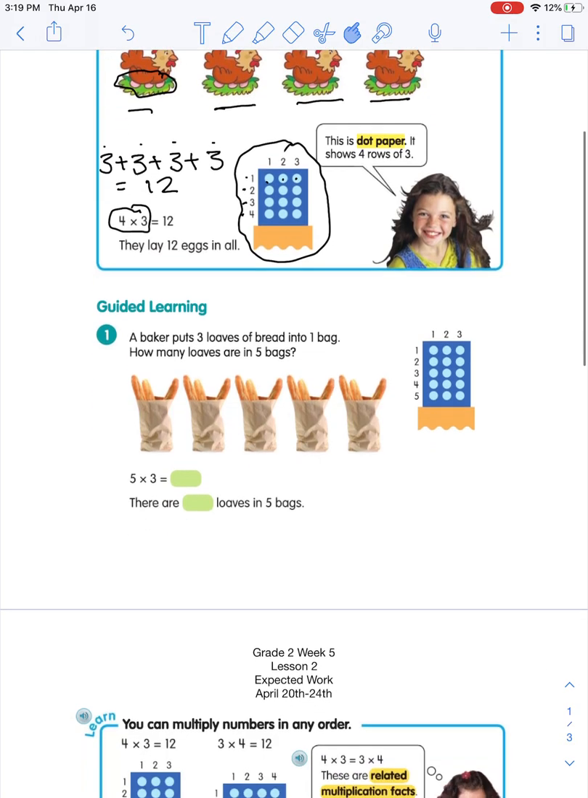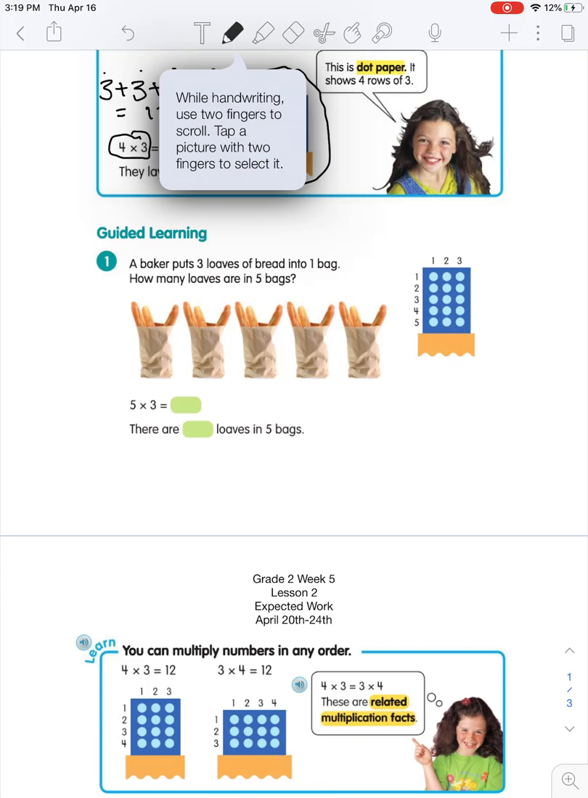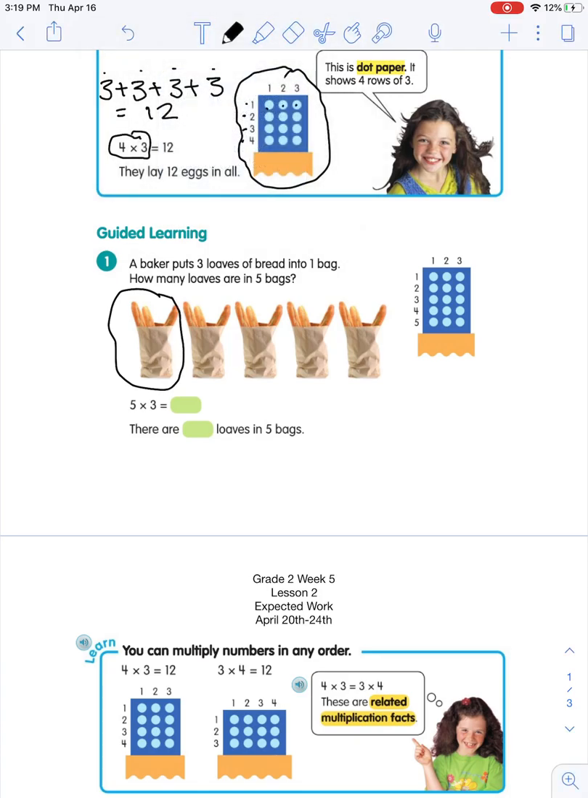Let's take a look at our guided learning. It says a baker puts 3 loaves of bread into 1 bag. How many loaves are in 5 bags? So what they're telling us is we know that there is a bag and it contains 3 loaves. 3 loaves fit in 1 bag. So if I have 5 bags with 3 in each bag, how many am I going to have total?